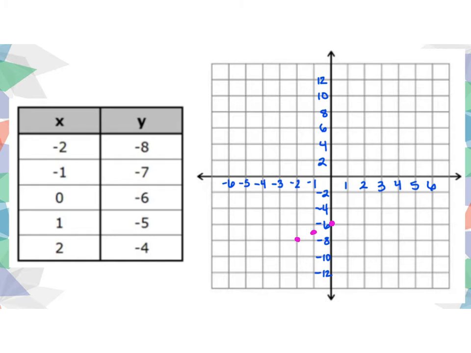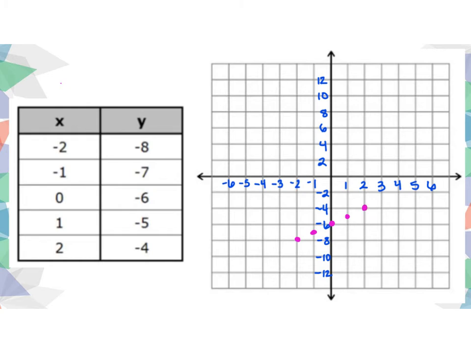origin, I'm going to move to the right 1, and then down 5. And -5 will be right there between -4 and -6. And then the last point is at 2, -4. So I'll start back at the point of origin and move 2 to the right on the x-axis and down 4 on the y-axis.